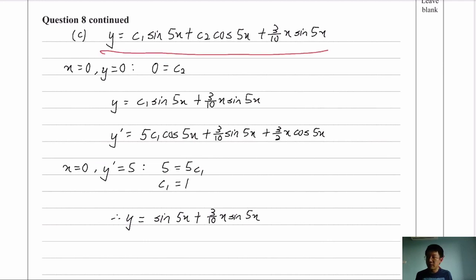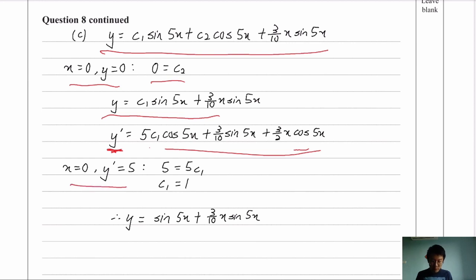So again, this is our general solution. Sub in the values when y equals 0, x equals 0. It is good that we have got C2 is 0. So our y is only this one, and we only need to find C1 in this case. In order for us to use another set of values, we need to differentiate. That's why we get a y prime here. Differentiate this carefully. Okay, and from there we sub in the values when x equals 0, dy/dx equals 5. So with that we get our C1 is 1. So at last we will actually get this solution.